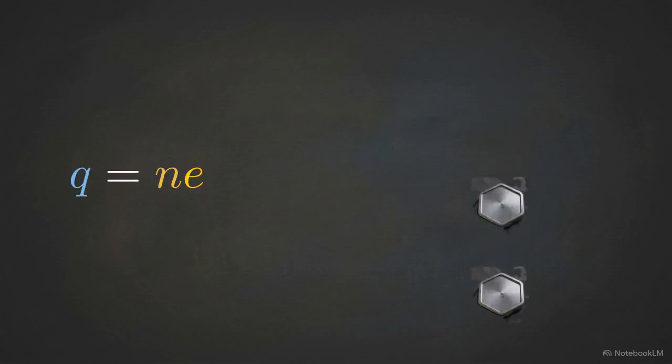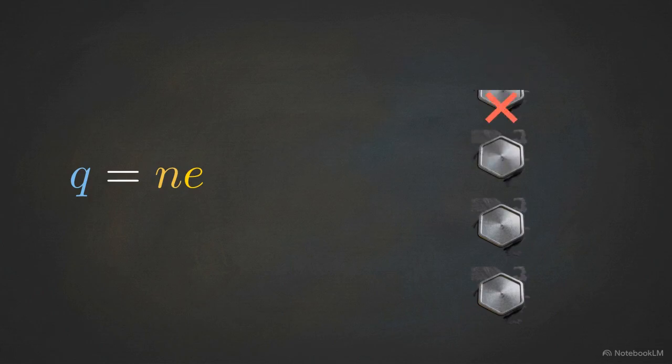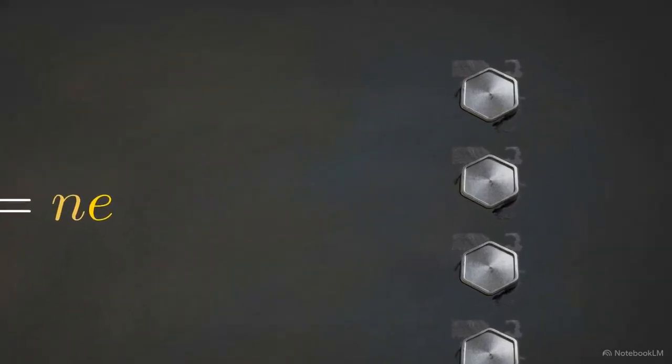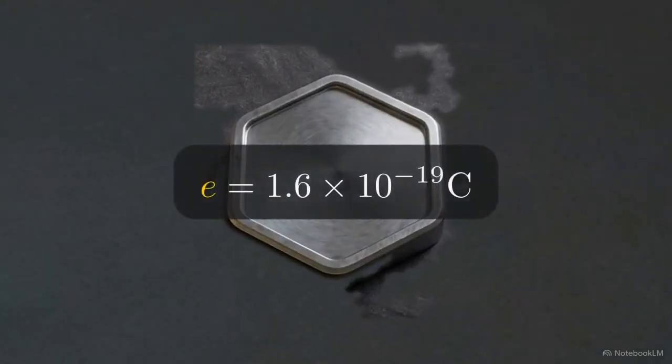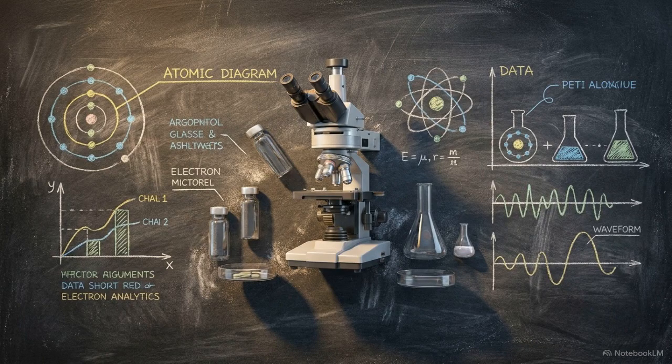Charge functions like a stack of coins. You can have 1, 2, or a million, but you can never have a fraction of an electron. Every free charge is an exact multiple of the elementary charge, 1.6 times 10 to the negative 19th coulombs. We only perceive charge as a continuous flow in our daily lives because the value of a single electron is too small to detect without laboratory equipment.